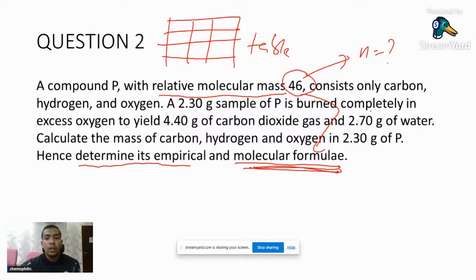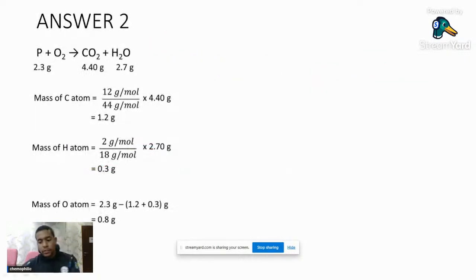Okay, and this question mentioned it consists only of carbon, hydrogen, and oxygen. So inside our table later, we will have C, H, and O. Okay, and then it says that 2.3 gram of sample P is burned completely in excess oxygen to yield 4.4 gram of carbon dioxide and 2.7 gram of water. So then calculate the mass of C, H, and O, and then we have to find the empirical formula and molecular formula. All right, so if you look at the solution here, this is the chemical formula in a very simple way. Mass of compound is 2.3, CO2 is 4.4, water is 2.7.